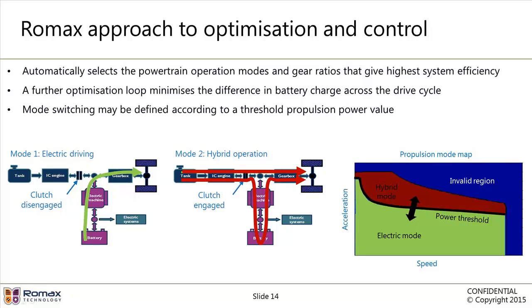So we can balance the battery state of charge by adjusting the proportion of time that the vehicle spends in these two modes. The way that we do that is to define a power threshold, which is represented by this black line on the diagram. So by changing the value of that power threshold by which you switch between the two propulsion modes, you can allow the control strategy to reach a charge neutral state.